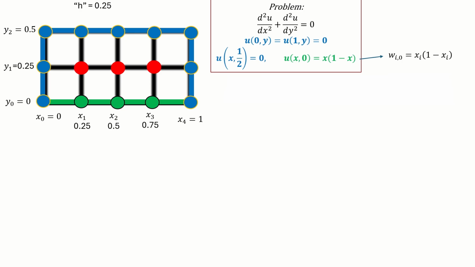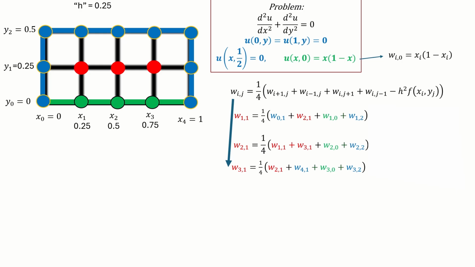Now, our iteration formula is on the screen. During each iteration, we'll be evaluating this formula at (1,1), (2,1), and (3,1). If we plug in the values of our boundary for the green and blue variables, we get the following, which is what our computer will actually be using to update the values of w11, w21, and w31.